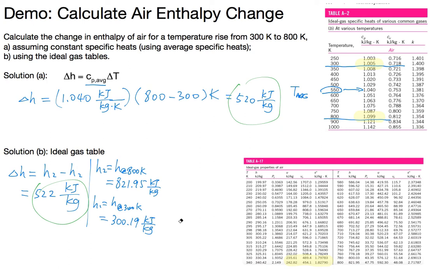The demonstration was to find the enthalpy change of air when the air's temperature changes from 300 Kelvin to 800 Kelvin. And we used two different approaches. One is to use the constant specific heat, or the average specific heat. That's the constant pressure specific heat, which is related to delta H. Alternatively, we use the ideal gas property table to find the enthalpy at the corresponding temperatures directly, and then take the difference between the two.